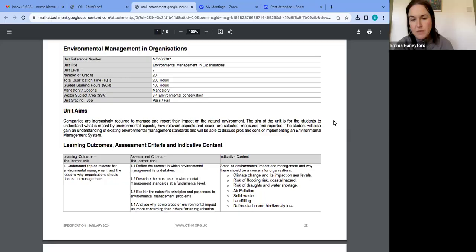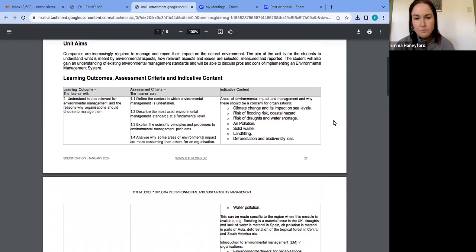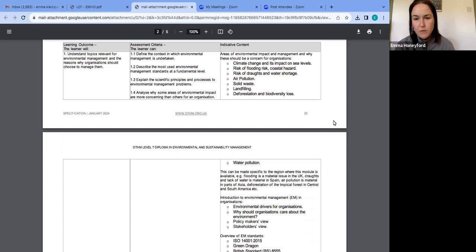It may be that a particular organisation's operations impact all of these different areas, and sometimes it can be difficult to track and trace how an organisation is impacting all of these. That is the purpose of environmental management systems: to be able to track those and to be able to mitigate. And then obviously we have water pollution. Again, this can be made specific to the region where the module is available.